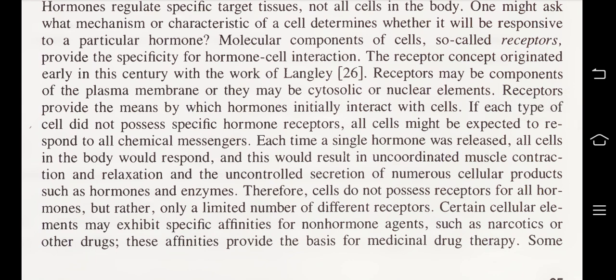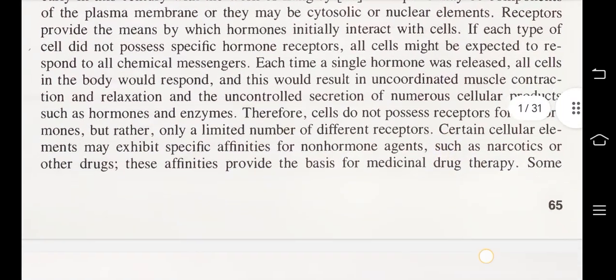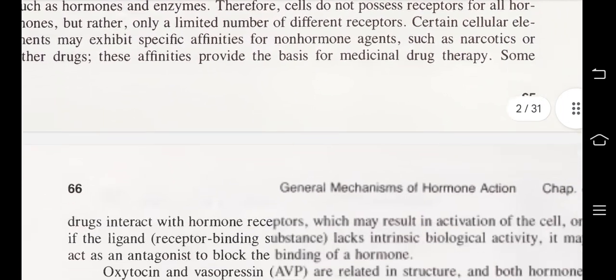Each time a single hormone was released, all cells in the body would respond, and this would result in uncoordinated muscle contraction and relaxation, and the uncontrolled secretion of numerous cellular products such as hormones and enzymes. Therefore, cells do not possess receptors for all hormones, but rather only a limited number of different receptors. Certain cellular elements may exhibit specific affinities for non-hormone agents, such as narcotics or other drugs. These affinities provide the basis for medicinal drug therapy.